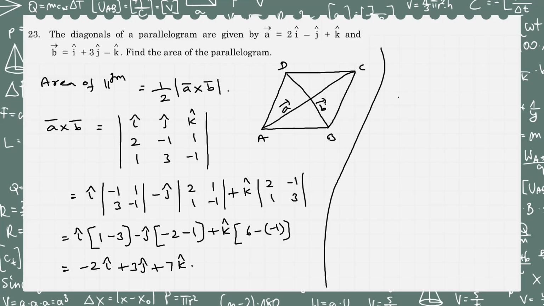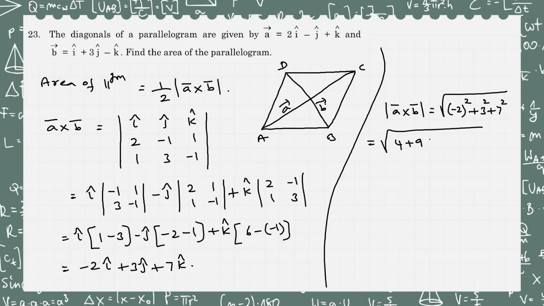And now we need the magnitude of A cross B. So magnitude of A cross B will be square root of minus 2 whole square plus 3 square plus 7 square. This will be square root of 4 plus 9 plus 49, and this will be square root of 49 plus 9 is 58, 58 plus 4 is 62, square root of 62. Therefore, area of parallelogram ABCD will be half times root of 62.